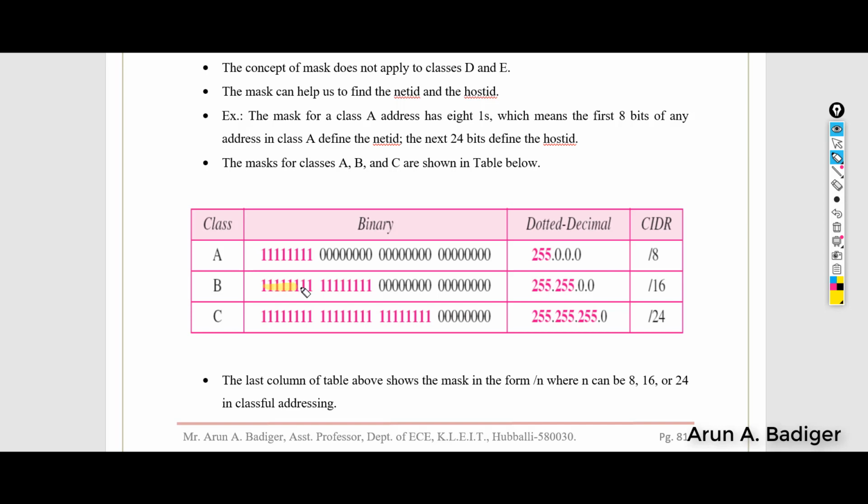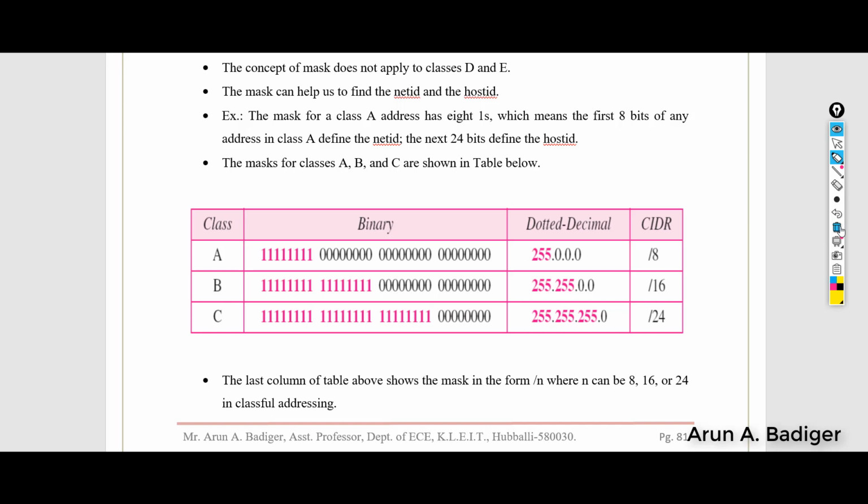Similarly, if we go for class B, it has 16 network bits and 16 host bits. That is 2 to the power of 16, around 65,000 hosts, and 2 to the power of 14, that is around 10,000 networks. It is again a less number of networks.